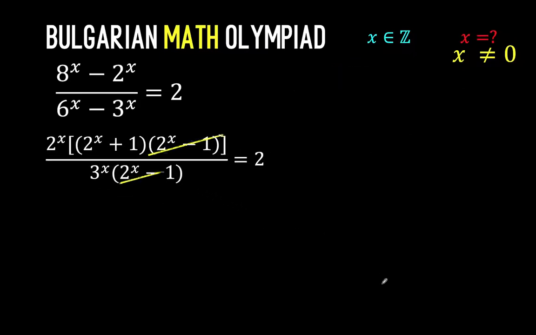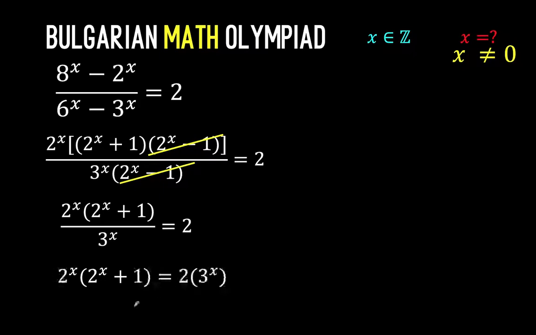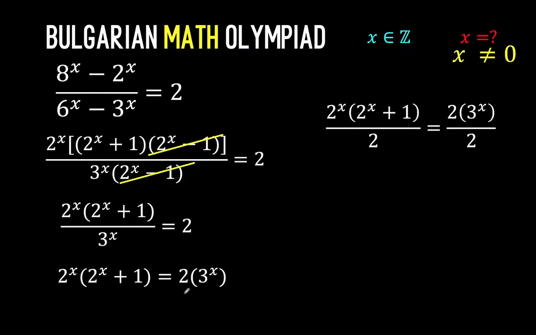We have here common factors that we can cancel out. And so what's left is 2^x times the quantity (2^x + 1). In the denominator, we have 3^x and we copy the right side. And cross multiplication resulted to 2^x times the quantity (2^x + 1) equals 2 times the denominator 3^x. Now there's a common factor of 2 here that we can divide. So let's divide by 2.